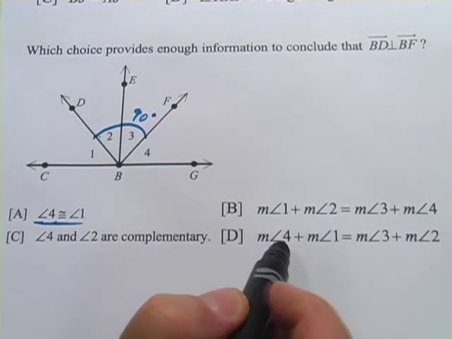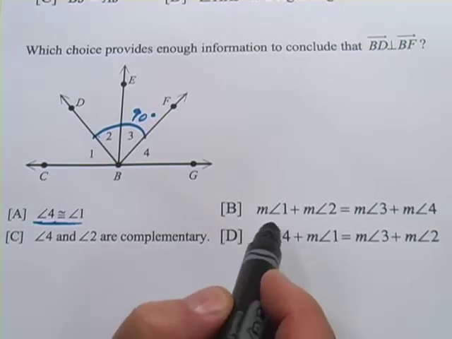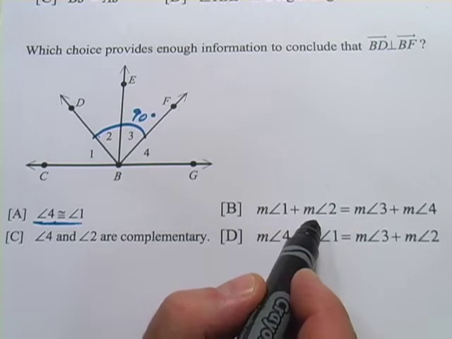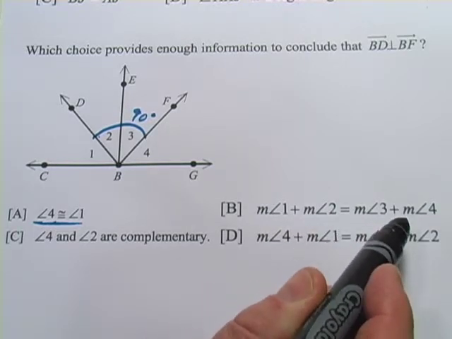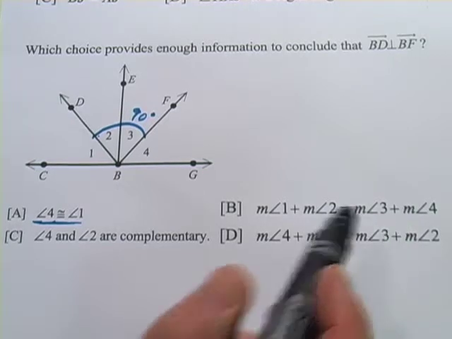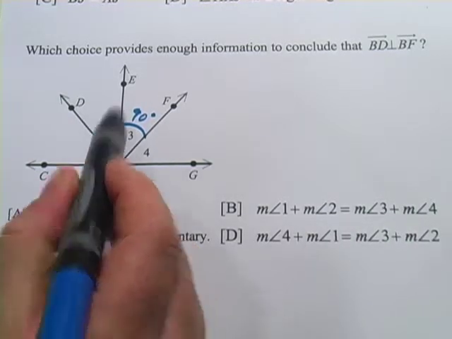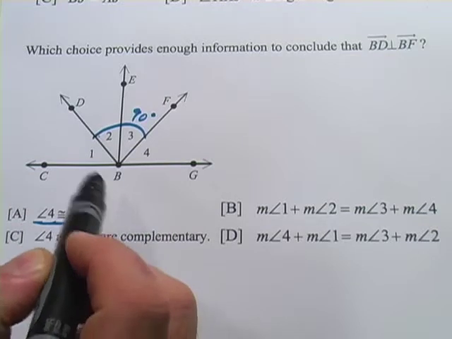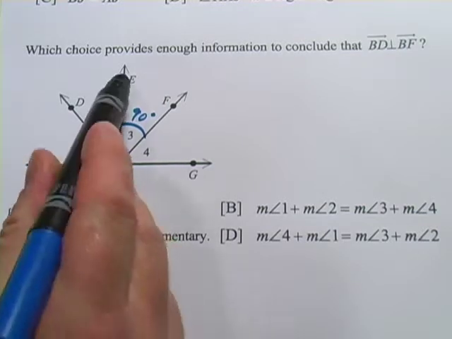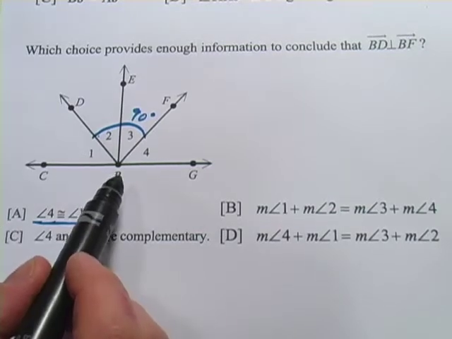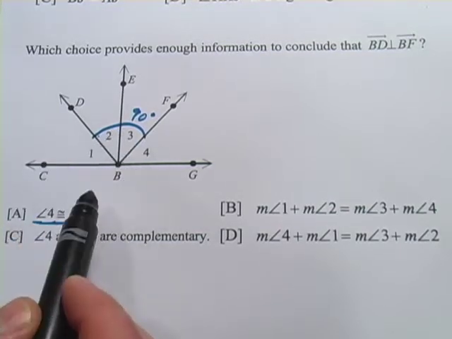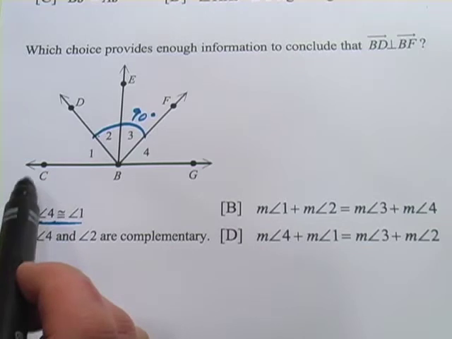Let's look at B. This one's a little more complicated. It says the measure of angle 1 plus the measure of angle 2 equals the measure of angle 3 plus the measure of angle 4. So basically, what that would do is make this ray BE stay where it is. It's immovable, since this side and this side are always going to equal each other. However, the others you could play around with.